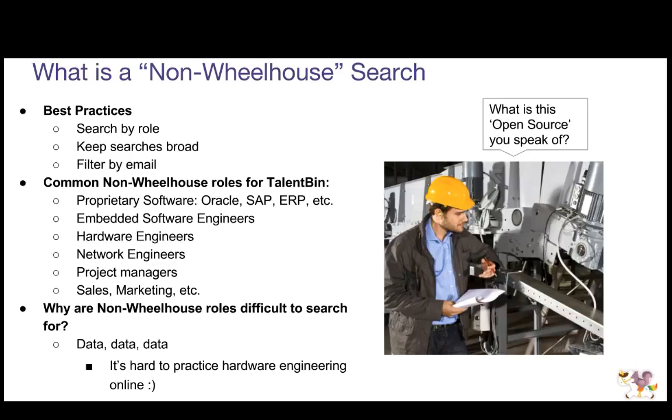Next is to keep those searches pretty broad when I'm typing them in. I'm not going to add in a lot of those niche skill sets. And last is filter by email. I think one of the best features of TalentBin is our email outreach functionality. And that's why we generally see people have success when they filter by email, use our follow-up campaign functionality, and still reach out to some of these candidates.